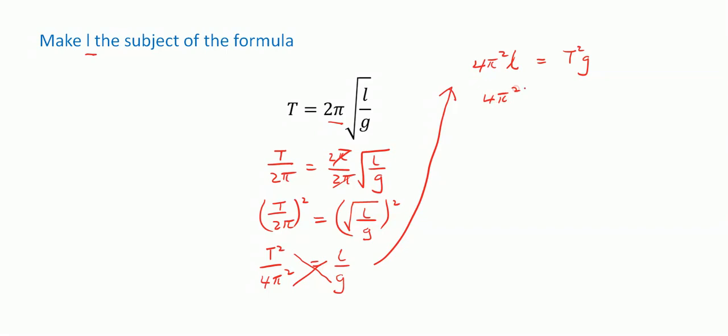So this becomes 4 pi squared L over 4 pi squared, and this is t squared G over 4 pi squared. Alright, 4 pi squared cancels with this 4 pi squared, so we end up with L is equal to t squared G over 4 pi squared. Okay, and we've made L the subject of the formula. So I want you to look over this example because this is a tricky one that students get trouble with.